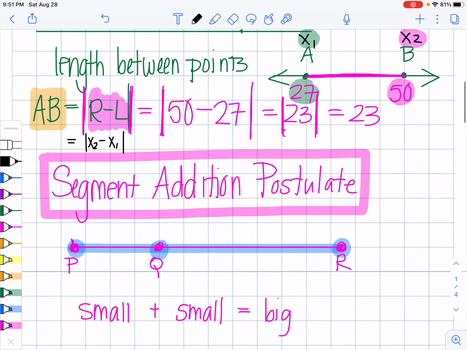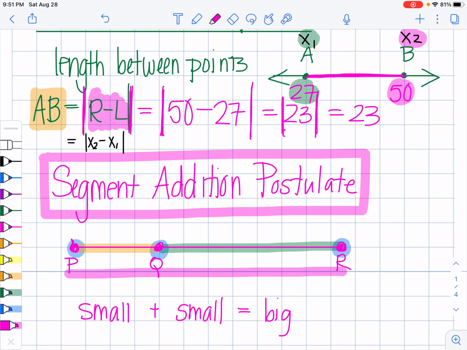Segment addition postulate. So the segment addition postulate has to deal with a line with a point somewhere in between. So you'll see I have this line segment, or I should say a segment with a point in between. So I have this line segment PR with Q that's somewhere in between. Now you'll notice when I have this Q cuts my line up, right? So I have this part, P to Q. I have this part, Q to R. And then I have my whole line segment.